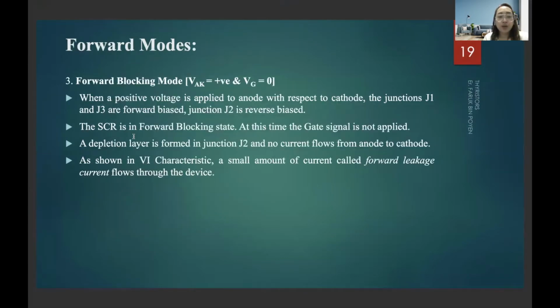So we have the forward blocking mode. When a positive voltage is applied to the anode with respect to the cathode, junction 1 and junction 3 are forward biased. Junction 2 is reverse biased. The SCR is in the forward blocking state and the gate signal is not applied. A depletion layer is formed in junction 2, so no current flows from the anode to cathode. If there is no current from anode to cathode, that means it is open.